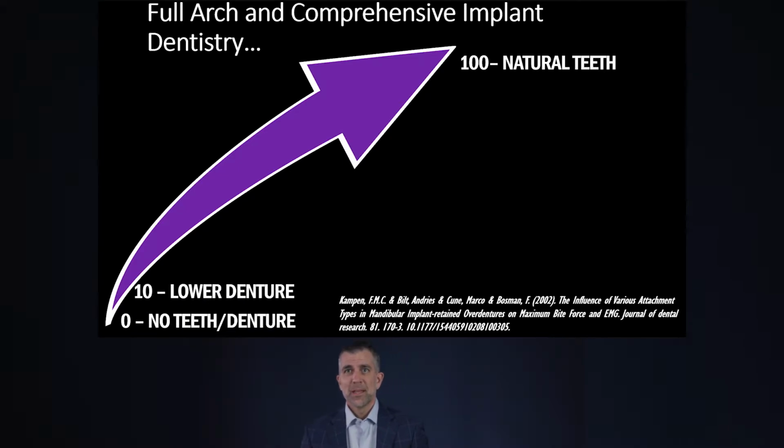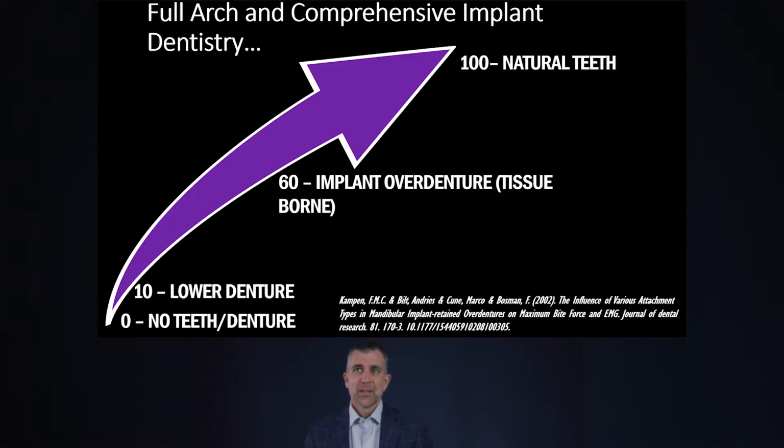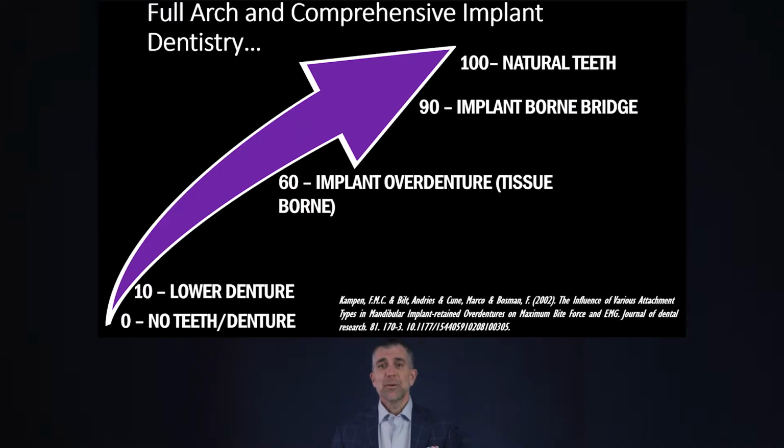That's the ceiling. In between, if you were edentulous on the lower arch and we added just a lower denture, you would have about 10% of your maximum chewing efficiency. If we added implants and created an implant overdenture, you would have about 60% of your maximum chewing efficiency. And if we made it to an implant-borne bridge, either a hybrid or individual implant bridges to replace the missing dentition, you would have about 90% of your maximum chewing efficiency. So I explain this to the patients when we're talking options as far as treating the edentulous arch.